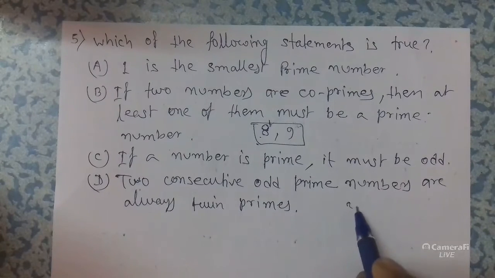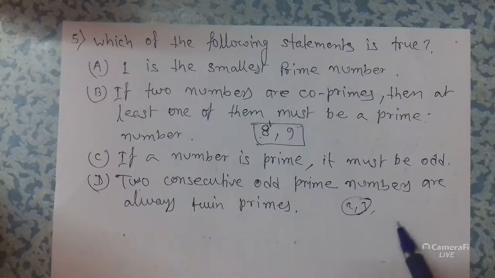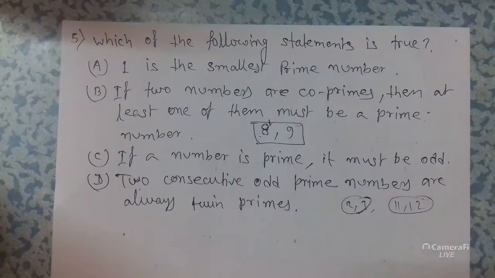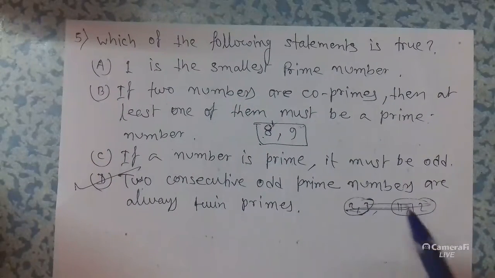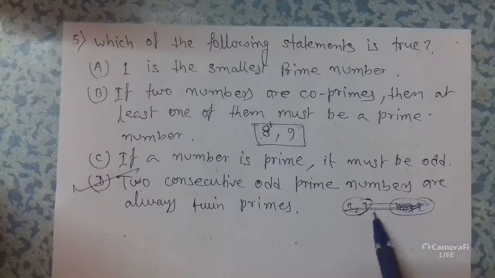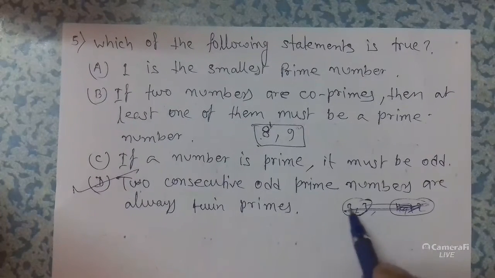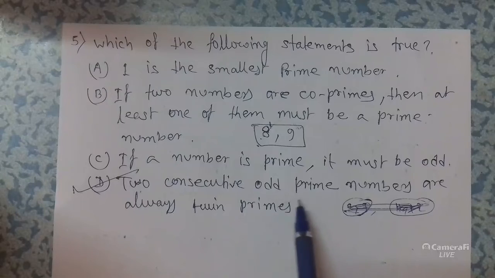Okay. If we take 2, 3, these are twin primes. If we take 11, 12, these are twin primes. So option D is correct. Okay. So two consecutive odd prime numbers. Suppose 2, 3 consecutive odd. This is not true. Odd prime numbers, consecutive odd prime numbers.